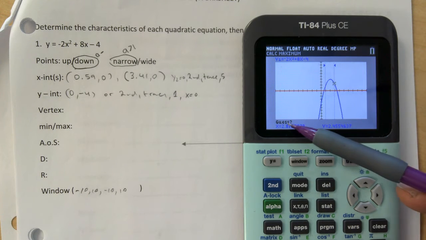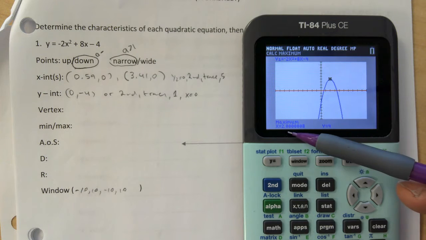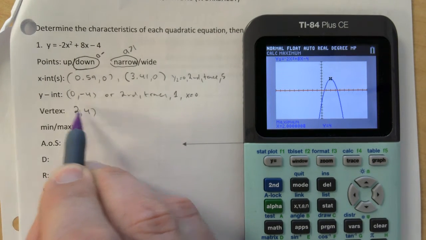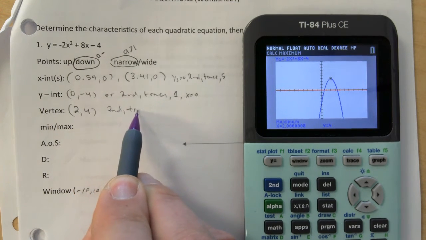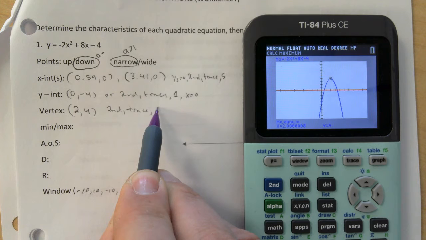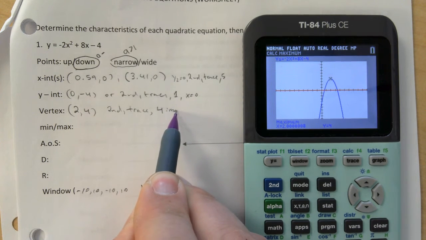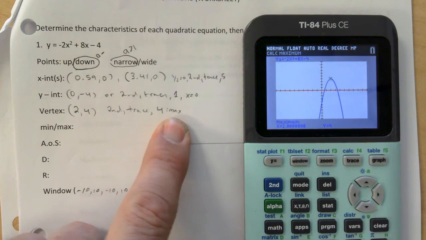So whenever it says guess, we just hit enter. So the maximum is found at 2, 4. Okay, 2, 4. And this is how we found it. Second, trace 4, because it's the max, right? If you want to write it down because you're not quite sure yet which one is max, right? 4 stands for max.